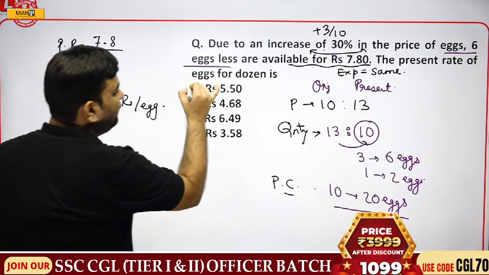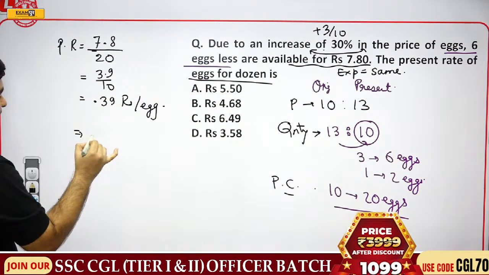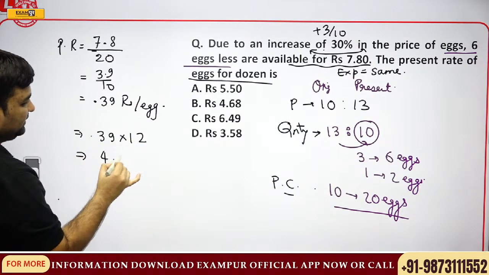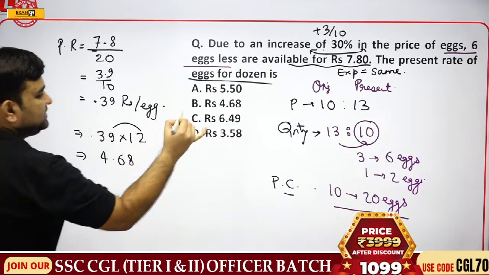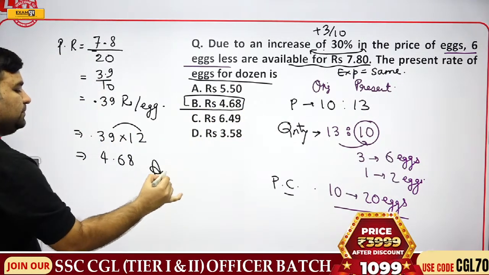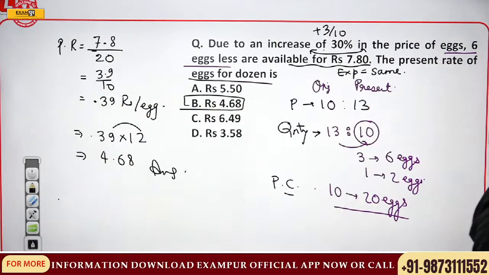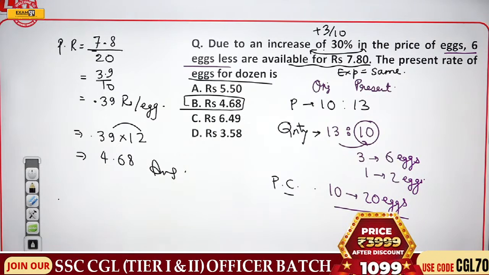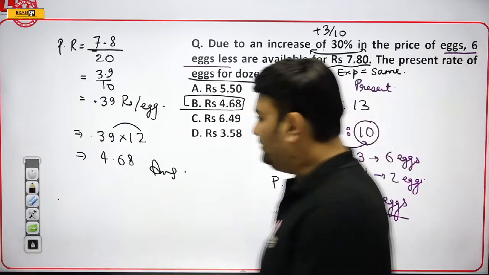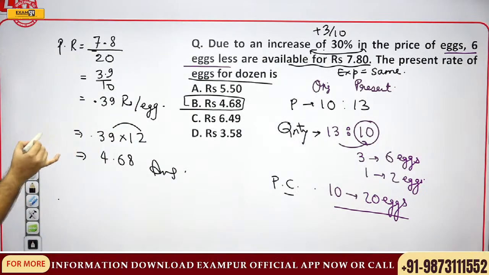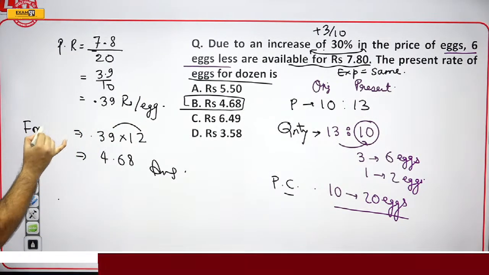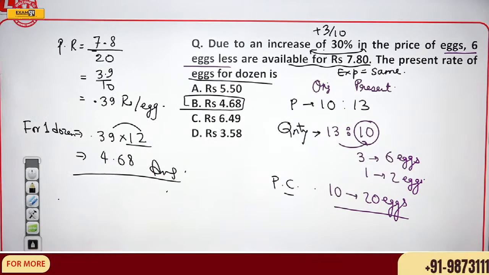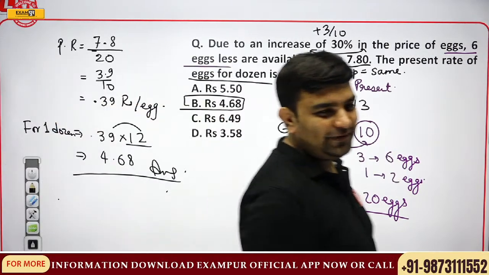But they are asking for the dozen. So multiply it by 12. It will become, I think, 4.68. What a great question. Please do watch out. Perfect. This is the price per egg. So for 1 dozen, we have to multiply by 12. So it will become the answer.